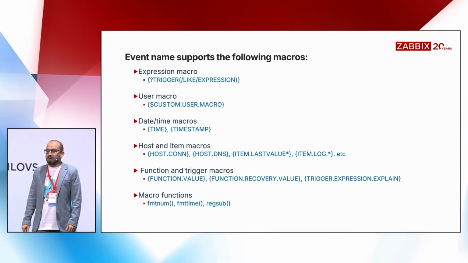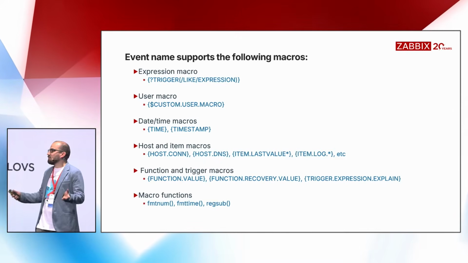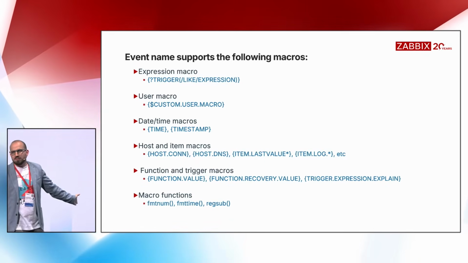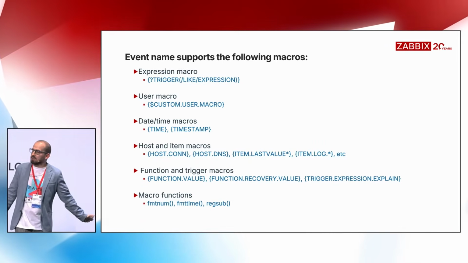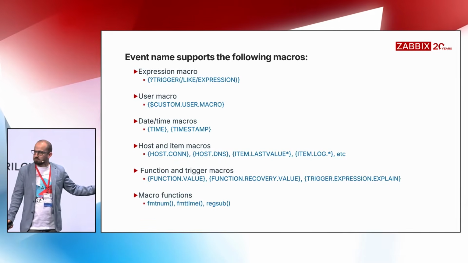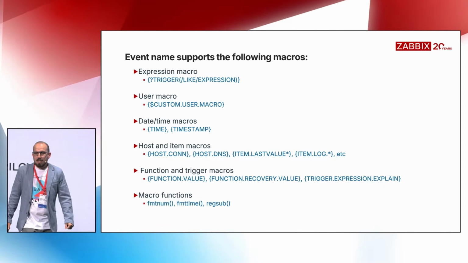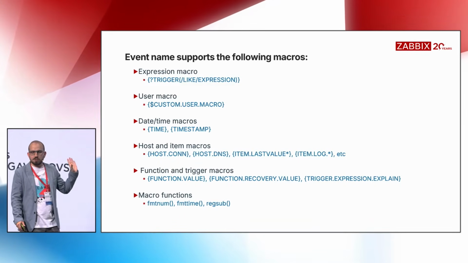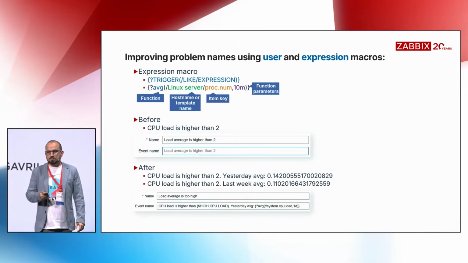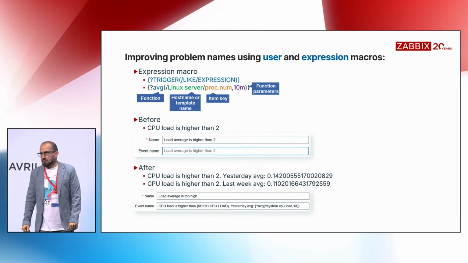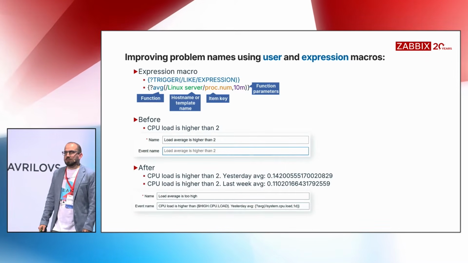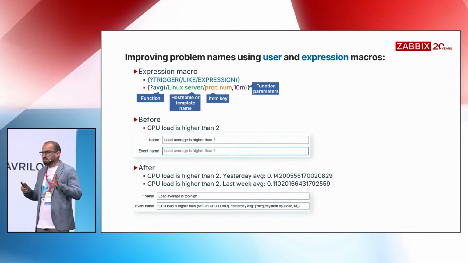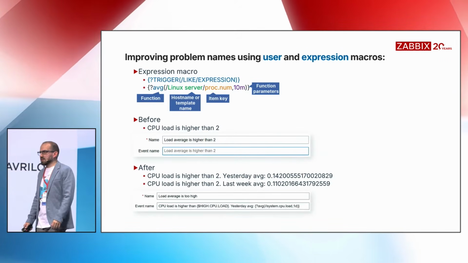So we can make them better by using macros. There are a lot of macros in Zabbix which we can use. There's a huge list. Unfortunately, I don't have enough time to explain each and every single macro, but we do have trainings about that, so we welcome you to join them. But there are a lot, and all of them can transform into useful real-time data. For example, the expression macro, which is not popular enough, I would say, because it may seem a bit complicated, but it's actually pretty simple.